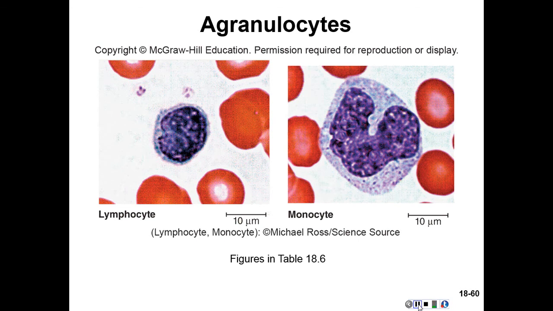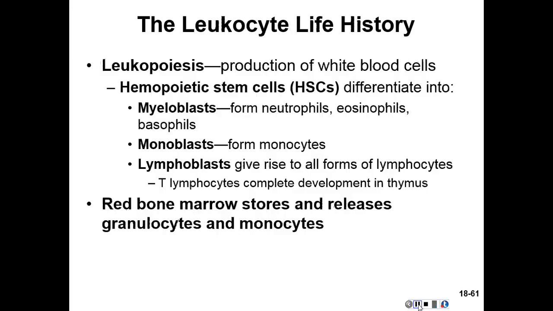And a pathogen is any organism that can elicit an immune response. Agranulocytes, you can see here, these are lymphocytes and monocytes. Hemopoietic stem cells, myeloblasts, they make the neutrophils, eosinophils, basophils. Monoblasts make monocytes, and our lymphoblasts can make our T lymphocytes that develop and mature in the thymus. Those that mature in the bone marrow, the plasma cells, become the antibodies.